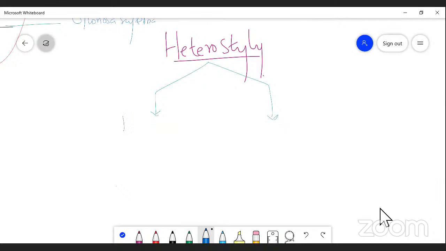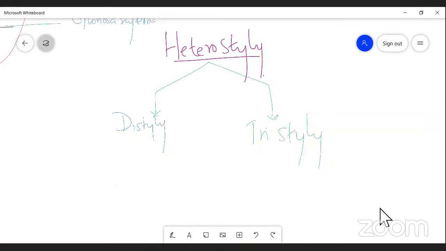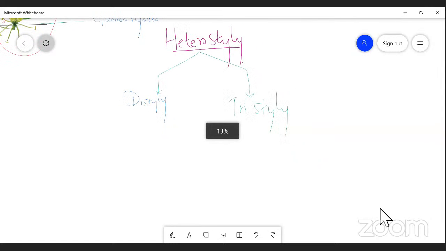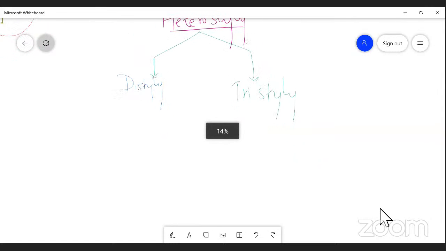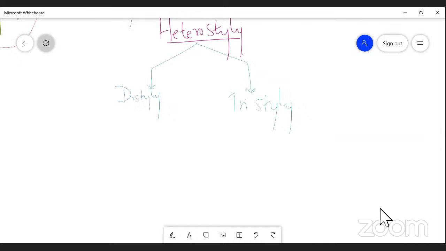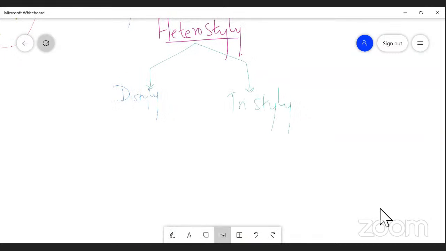Heterostyly, these are two: distyly, and one more category, that is tristyly. I repeat, heterostyly has two types. They are distyly and tristyly. For that, I'd like to give an example for heterostyly. Right? I have taken diagrams.